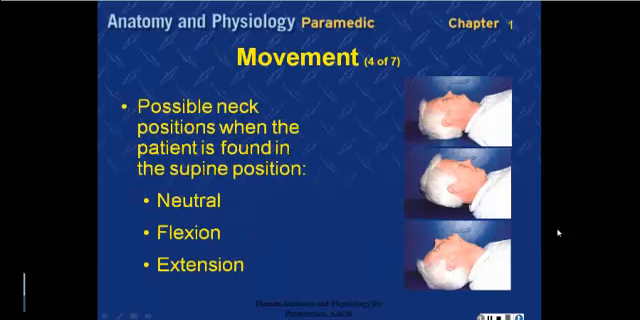Neck positions: when the patient is found in the supine position, you have neutral, which is the top position, flexed, which is the middle picture, and extended, which is the bottom picture. Let's stop and talk about this for a moment. In pediatric patients, you have an occipital prominence, which means the back of their head is bigger proportionally than it is in adults in comparison to the rest of their body. So to achieve a neutral C-spine position, you have to put padding under their torso.